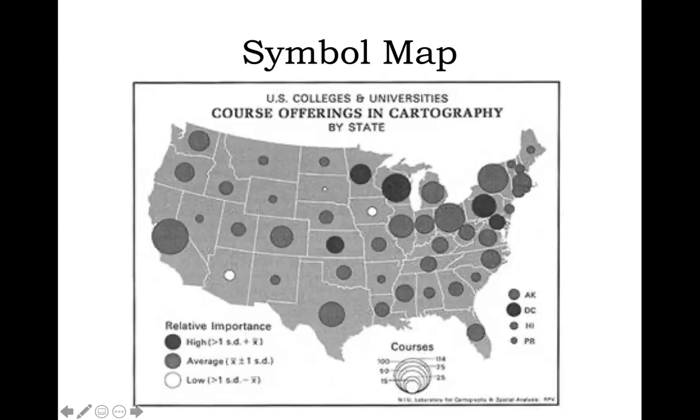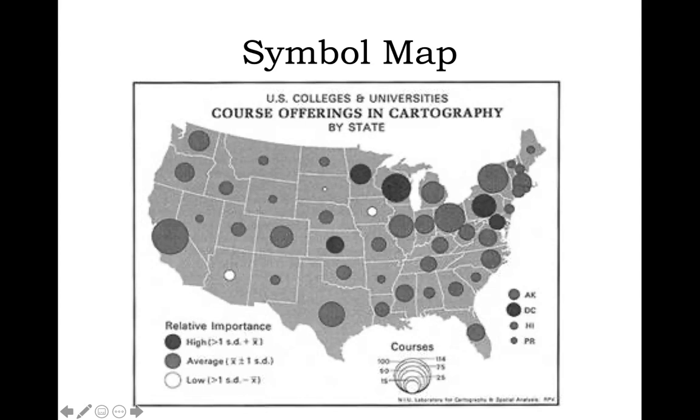This is an example of a symbol map. A symbol map is similar to a dot map, where you have a symbol that represents a certain number of something. In this case, our map is talking about U.S. colleges and universities offering courses in cartography. The darker the symbol, the more important those courses are. So dots that are black in color have a high importance compared to dots that are white in color, which have a low importance. Also, the larger the dot, the more courses there are to offer.